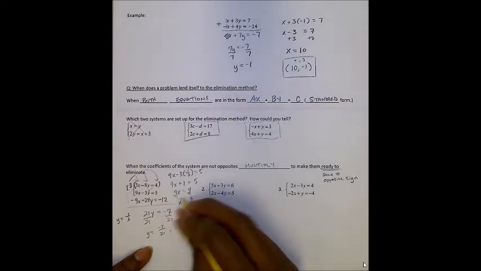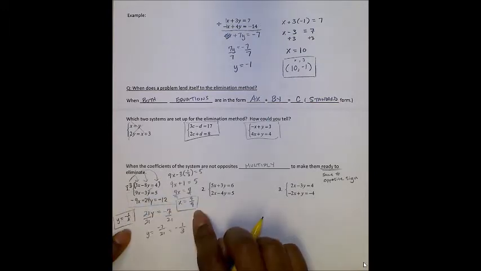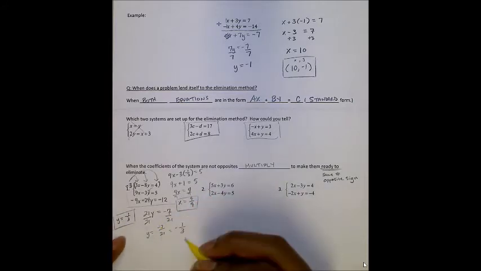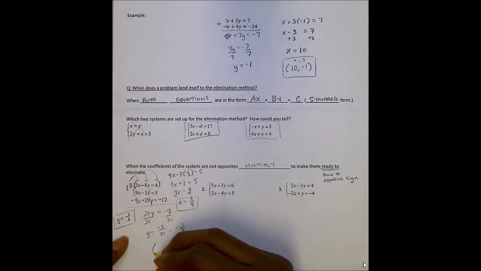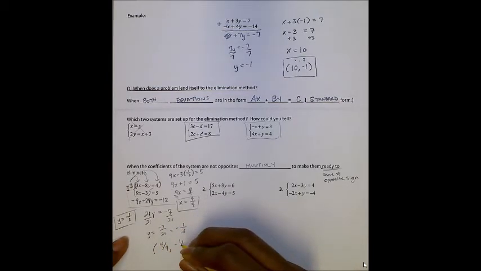All right, so not pretty numbers, but look, we're able to solve this even with these fractions, which you probably wouldn't be able to do with graphing very accurately at all. And so my solution is 4/9, comma, negative 1/3.